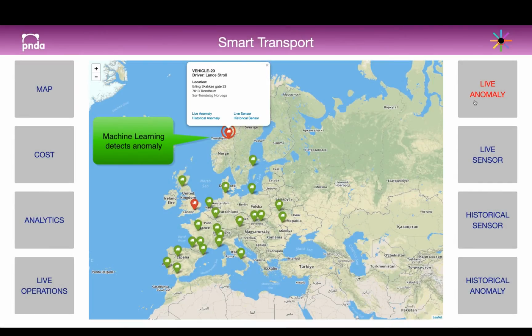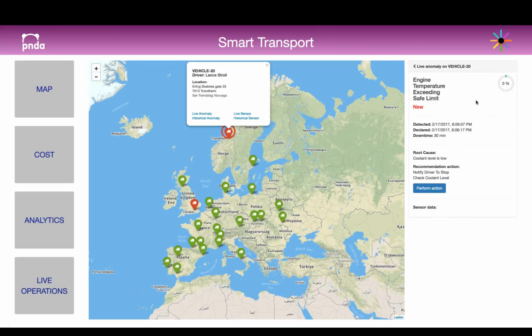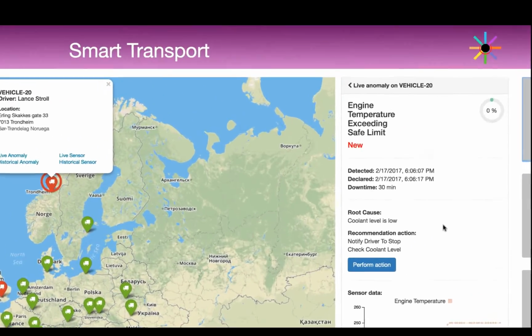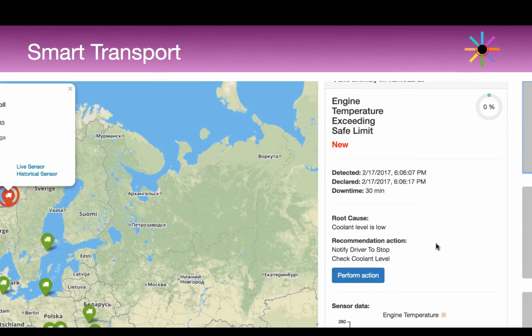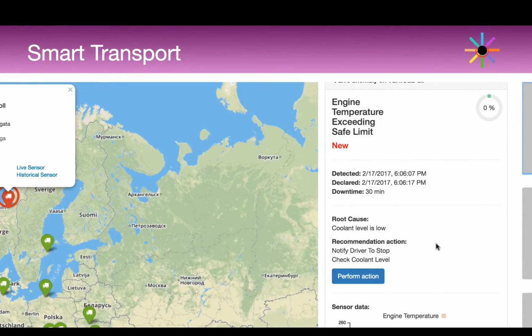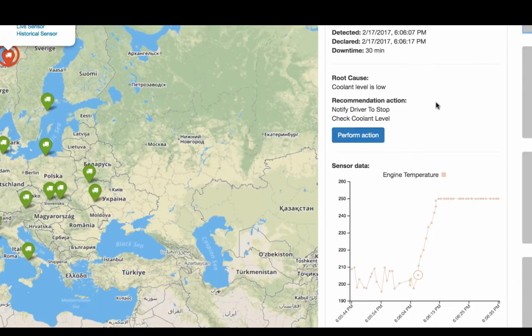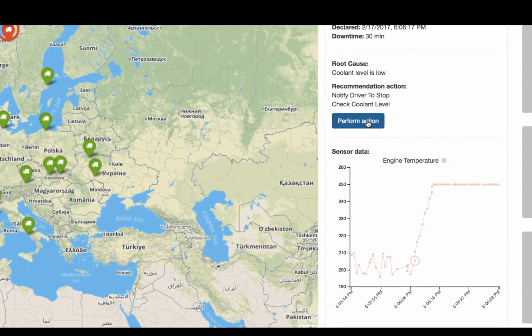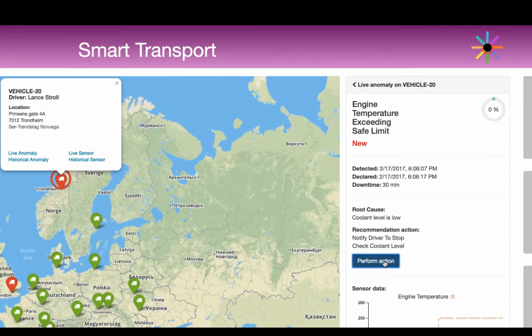So the vehicle here is turned red. That means that the system has identified and declared an anomaly. So on the right, we get a little bit more information about what that anomaly is. In this case, the engine temperature has exceeded a certain limit. We get a graphical representation of the sensor that was used to identify that anomaly.